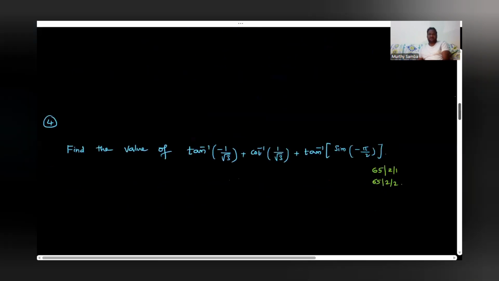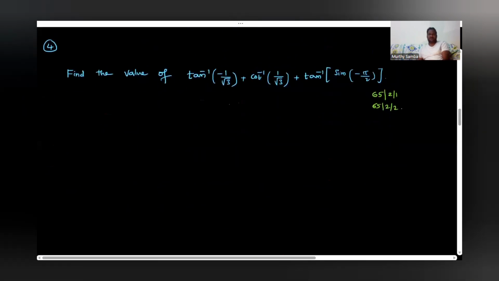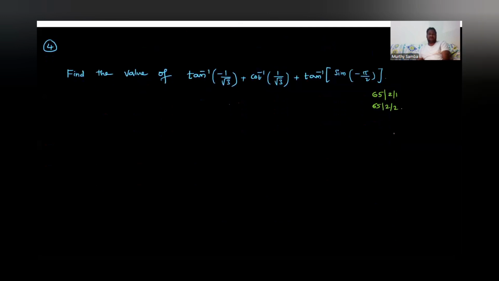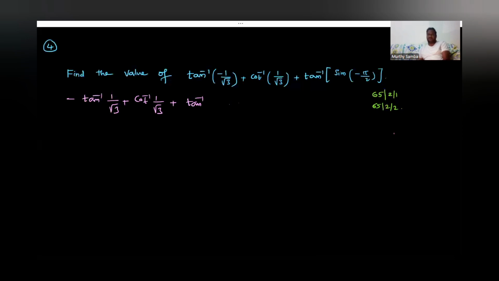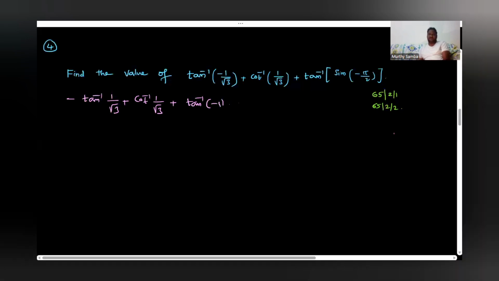The next problem, the fourth problem, is just similar to the previous problem. Tan inverse negative 1 by root 3. Tan inverse negative x is equal to negative tan inverse x, right? So negative tan inverse 1 divided by root 3 plus cot inverse 1 divided by root 3. And this is the tan inverse. Sine of negative pi by 2 is negative sine pi by 2, which is negative 1. So negative 1 is nothing but tan inverse of negative 1.